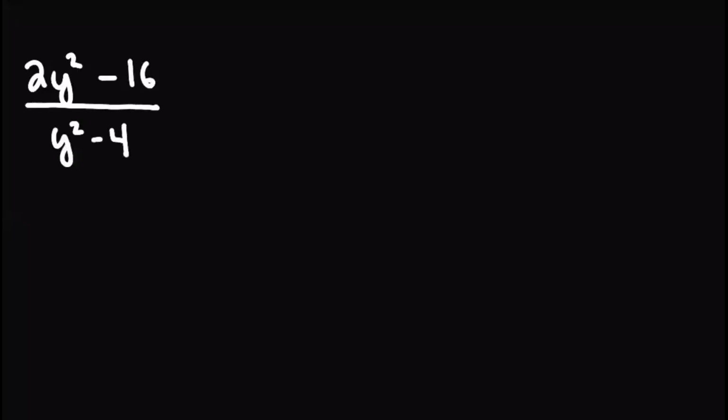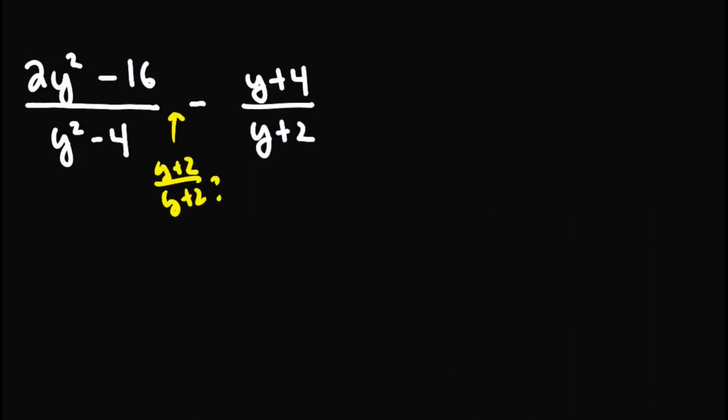Let's have this next example. Let's have (2y squared minus 16) all over (y squared minus 4) minus (y plus 4) all over (y plus 2). Now for this one, do we immediately multiply y plus 2 over y plus 2 here and multiply y squared minus 4 over y squared minus 4 here?